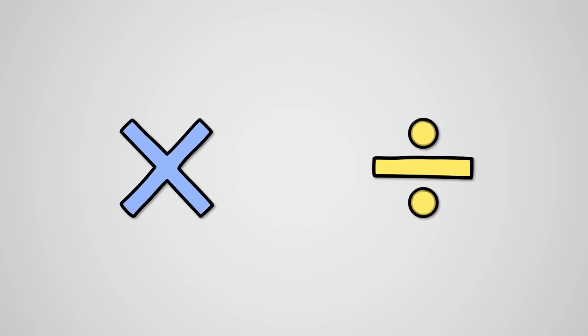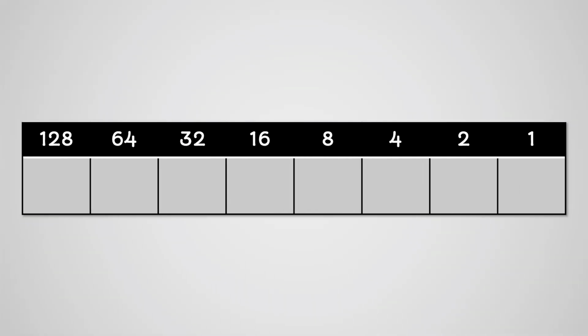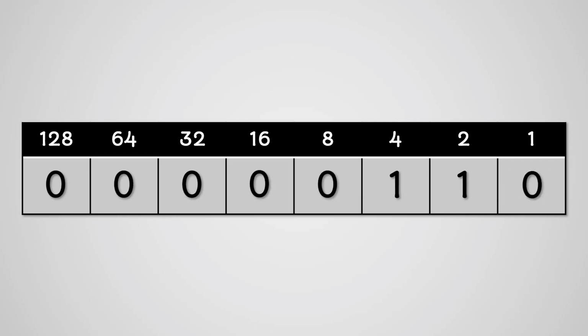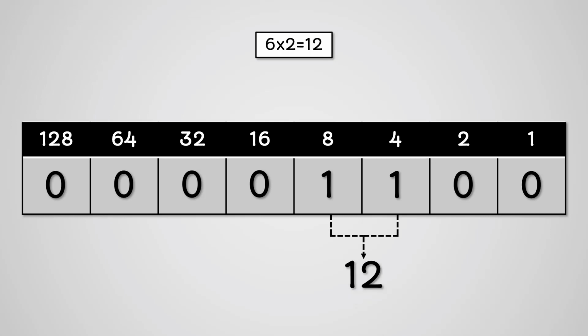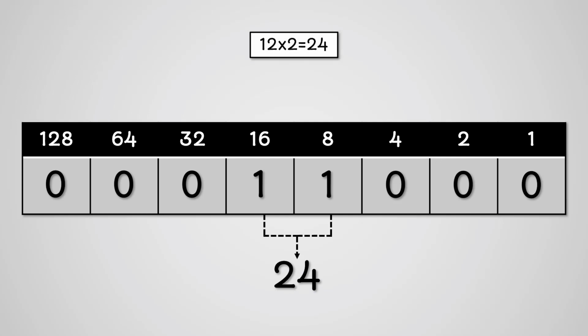Well, shifting in binary is a very quick method of multiplying or dividing any number by 2 every time you shift one place. Let's look at our first example. We had the binary number 110, which in decimal is 6, and then we shifted it one place to the left, which gives us 1100, which is 12 in decimal. 6 times 2 equals 12. We then shifted it another place to the left, which gave us 11000, which is 24 in decimal. 12 times 2 equals 24.